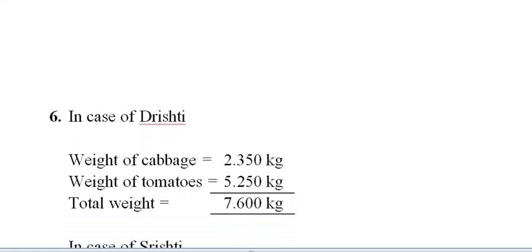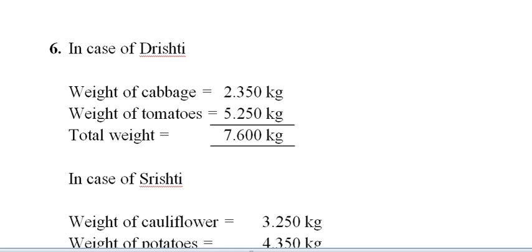Now in question number 6, what is given? Let us just see out here. Drishti bought 2 kg 350 gram of cabbage and 5 kg 250 gram of tomatoes. Srishti bought 3 kg 250 gram of cauliflower and 4 kg 350 gram of potatoes. Find out whose shopping weighs more and by how much. In the hint it is given 1 kg equals 1000 gram. I hope you know this already.